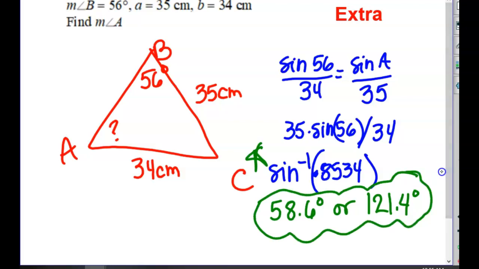If we were solving, now you would also have two different solutions for over here. One based on, and for this angle actually, one based on the 58.6 and one based on the 121.4. But I'm not going to ask you on a quiz to solve the whole thing. I'm just going to ask you for the missing angle. Everybody good?